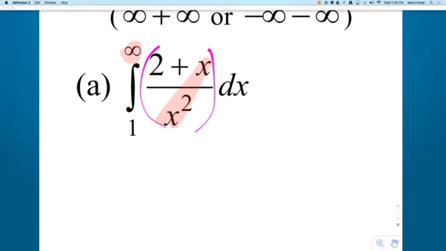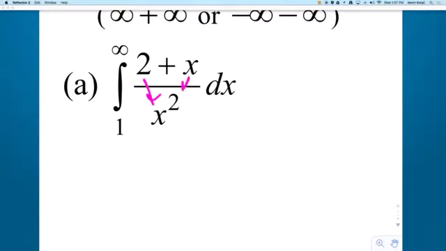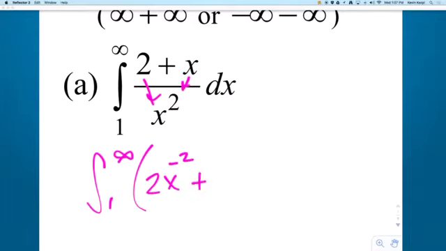If you could spot that on a multiple choice question very quickly, you can get to divergent, and that might be an answer choice, diverges or divergent, or it might be infinity or negative infinity. This one would be infinity because 2 plus x and x squared are both positive for large values of x. If you didn't spot that, let's prove it. You would have to be able to find the integral, and this one would require you to split it up. So if you integrate it, you're going to have 2 over x squared, which is really 2x to the negative second, plus x over x squared, which is 1 over x.